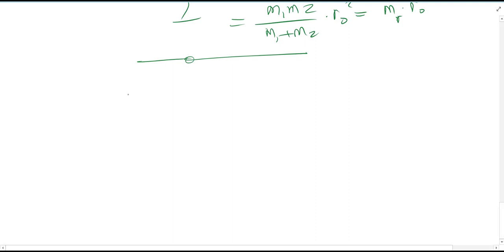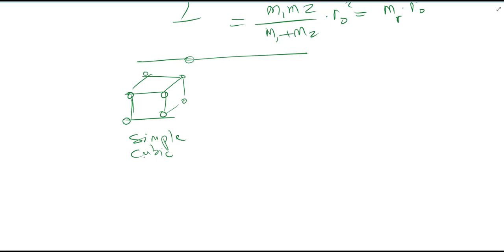The first one is the simple cubic structure. Typically this is of the same atom, same molecule, in this case of solid, provided that there are no impurities. In this case, this is a simple cubic crystal.